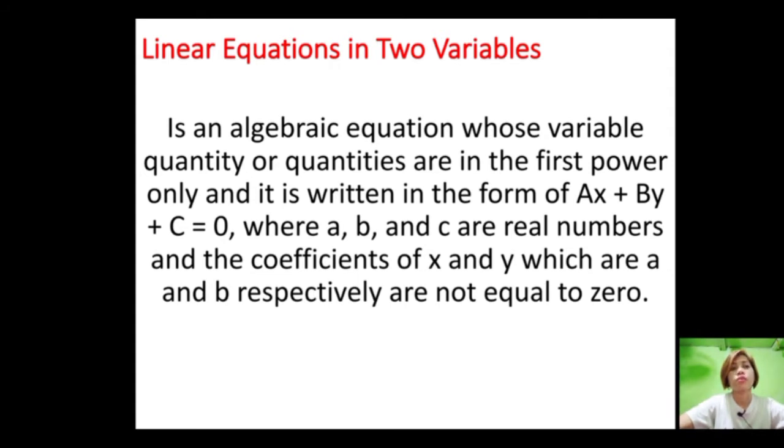and it is written in the form of ax plus by plus c equals 0, where a, b, and c are real numbers, and the coefficients of x and y, which are a and b, respectively, are not equal to 0. So, pag sinabi natin linear equation, dapat yung mga exponent or yung degree ng mga variable doon, like, for example, here, x and y, dapat 1 lang siya. And two variables siya kasi meron tayong x and y. And also, a, b, and c dapat real numbers. And yung numerical coefficient ng x and y, which is yung a and b, dapat hindi equal to 0.